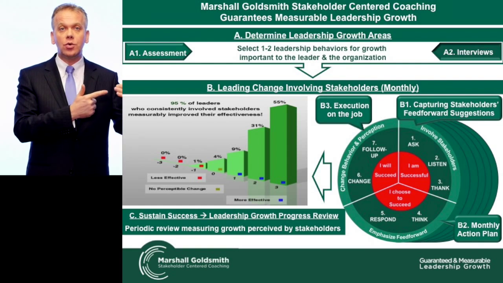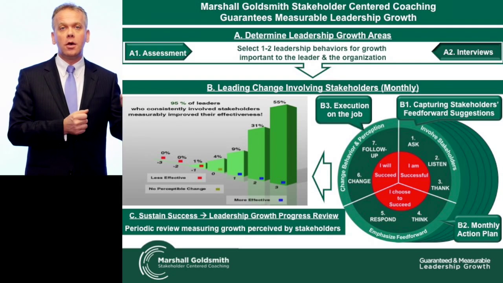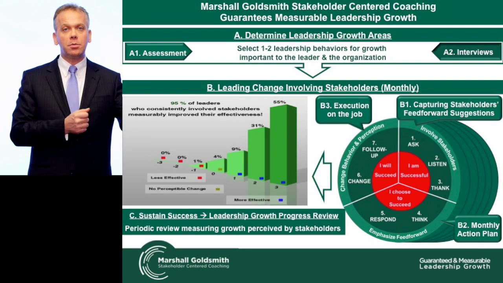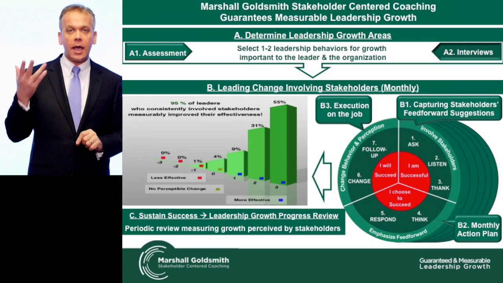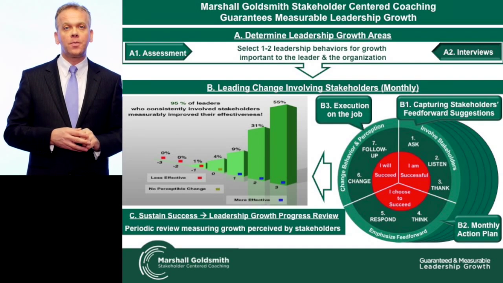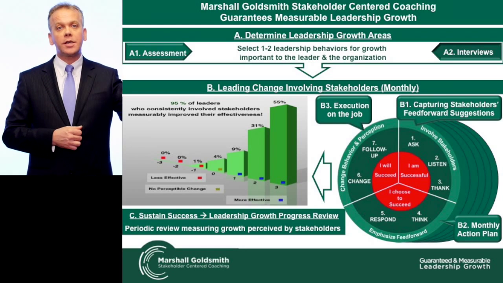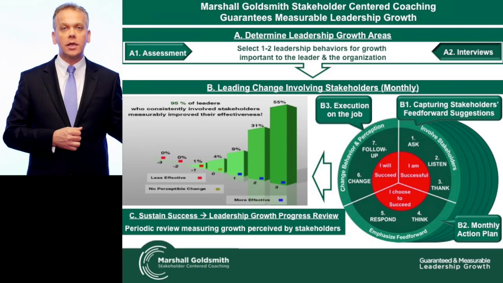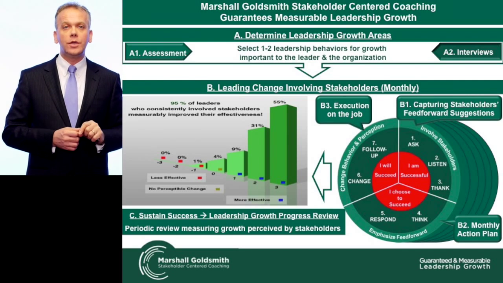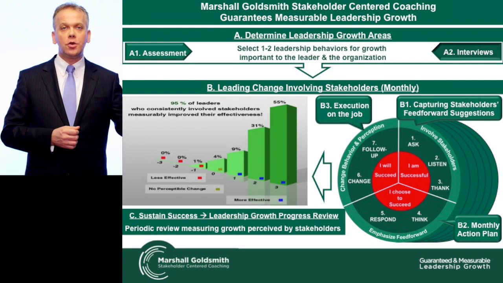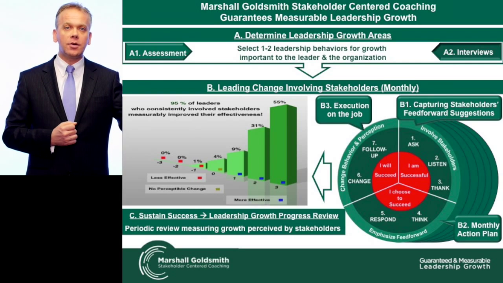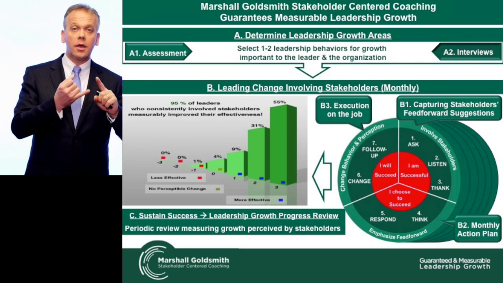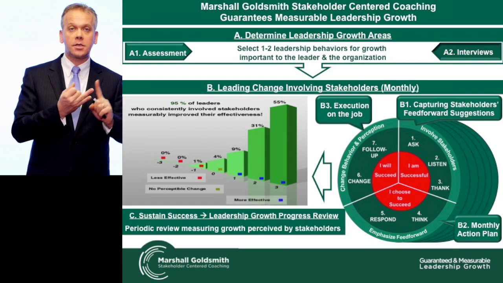And then the next step is to execute that action plan on the job. So implement the change, make the change visible, and then follow up with the stakeholders towards the end of the month again for asking new suggestions. So the leader goes through this process throughout every month. After 3 or 4 months, we do a leadership growth progress review, which is a short online assessment to gauge the stakeholders' opinion in how they see that the leader is growing and changing in the area of execution and decision making, as an example.